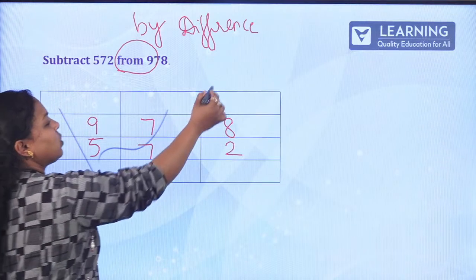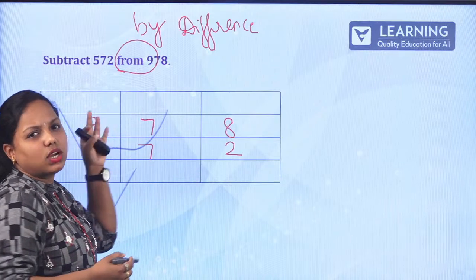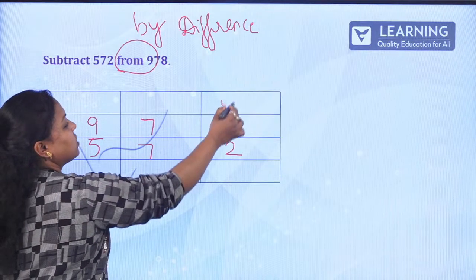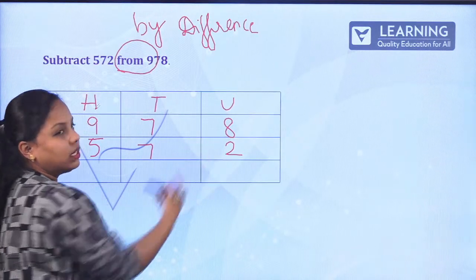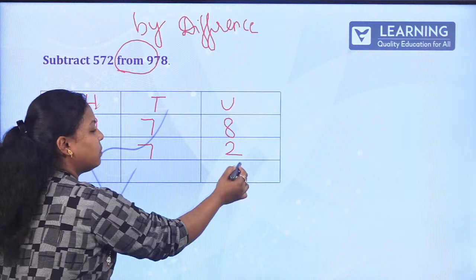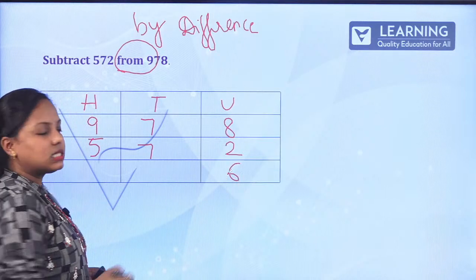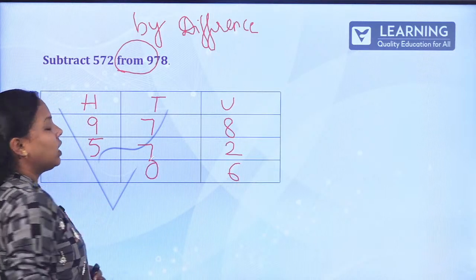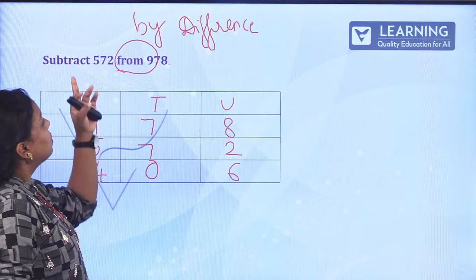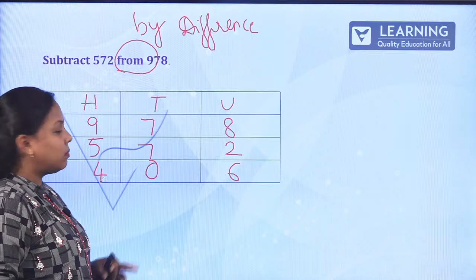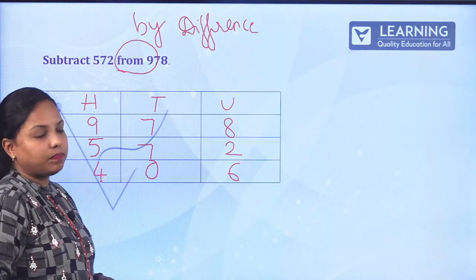And what is this extra column? Well, it is units, tens, hundreds. You can write over there. So 8 minus 2. What is 8 minus 2? It will give me 6. 7 minus 7 will give me 0. 9 minus 5 will give me 4. So when you subtract this, it is nothing but 406.